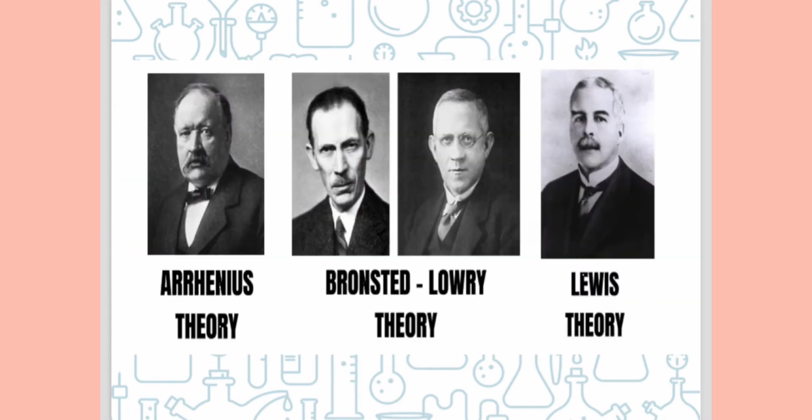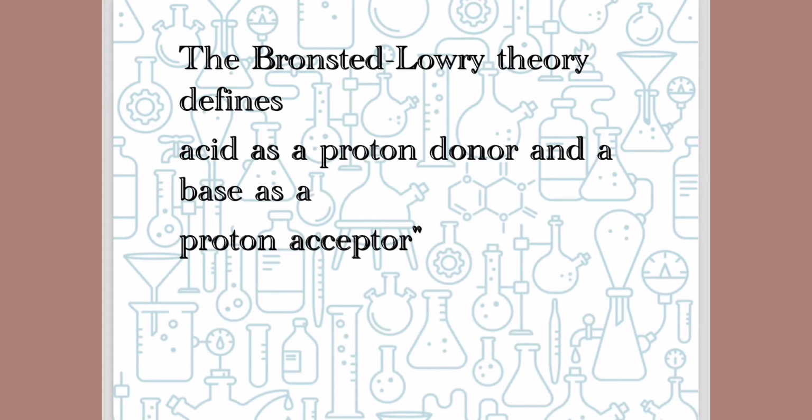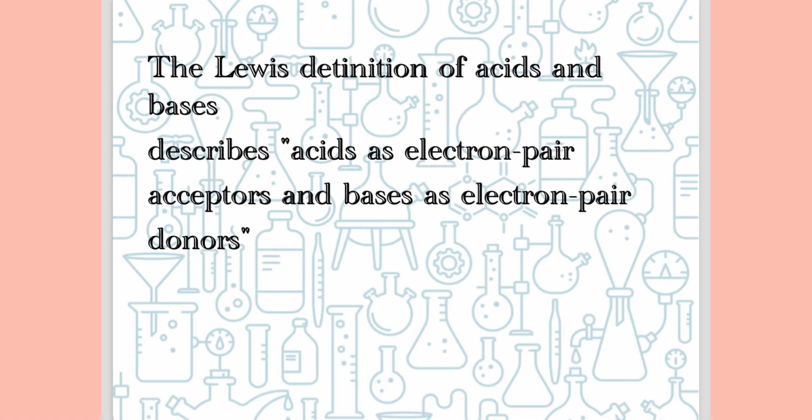So here are the scientists that discovered acids and bases. Arrhenius' theory of acids and bases states that acids generate H plus ions in solution, whereas bases produce OH minus ions in solution. The Bronsted-Lowry theory defined an acid as a proton donor and a base as a proton acceptor. The Lewis definition of acids and bases describes an acid as an electron pair acceptor and a base as an electron pair donor.